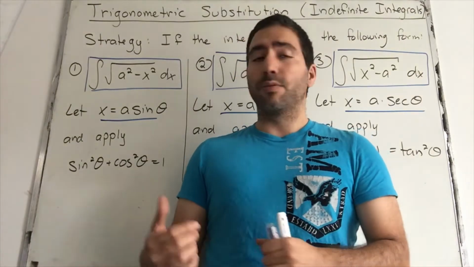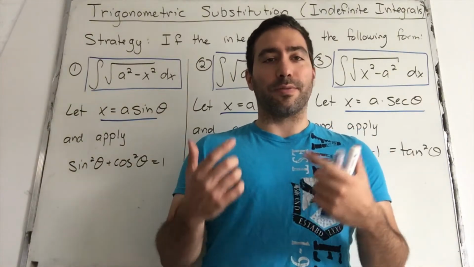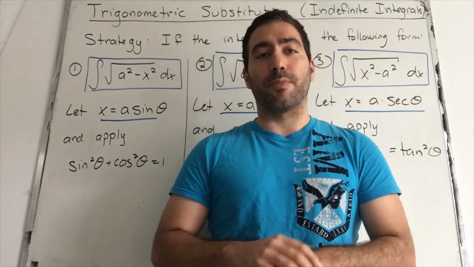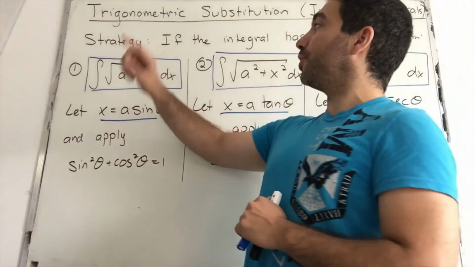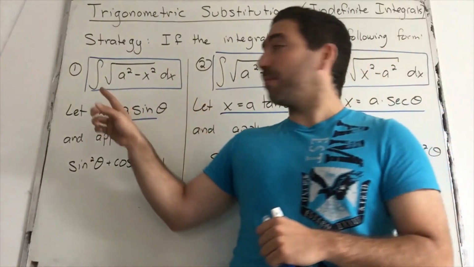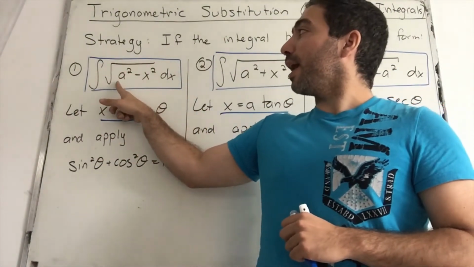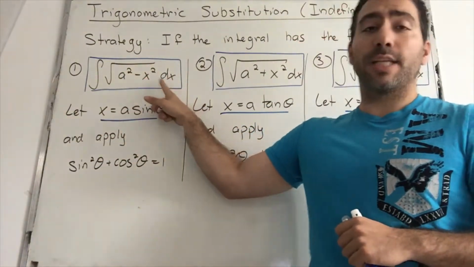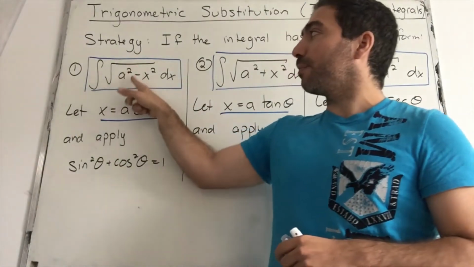Now, in this case, what you have to do is identify the type of integral. You have to look at its form. So this is what's really important. Looking at the strategy over here, if the integral is of the form the square root of a squared minus x squared dx, a is just a number. You have a number squared minus x squared.